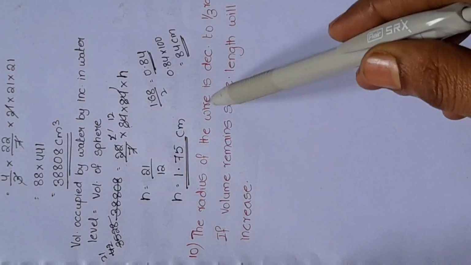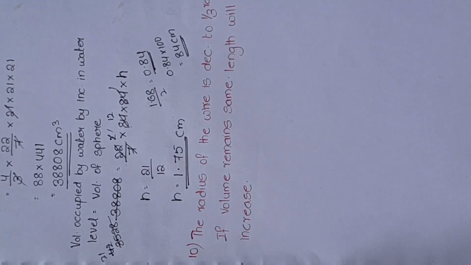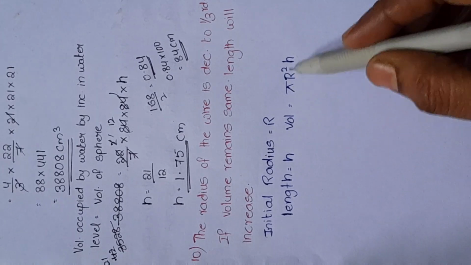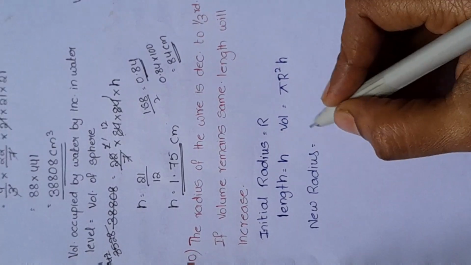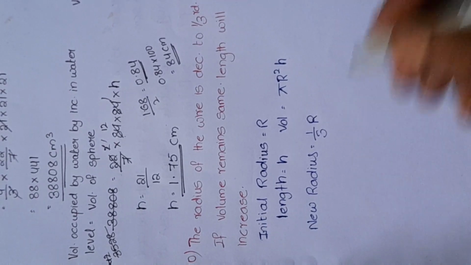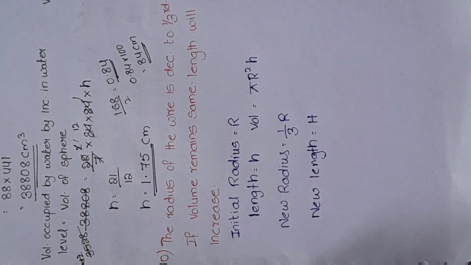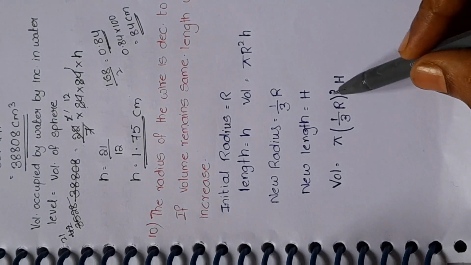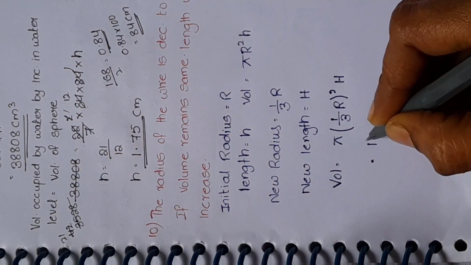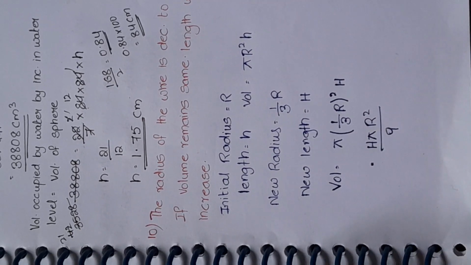10th question. The radius of a wire is decreased to 1/3. If volume remains same, length will increase by? Let the initial radius be capital R, length be capital H, and volume is pi R square H. Now the new radius becomes 1/3 of the initial radius, that is 1/3 into R. New length is small h. Now the new volume is pi into (1/3) whole power 2 into h. This can be written as h into pi R square by 9.